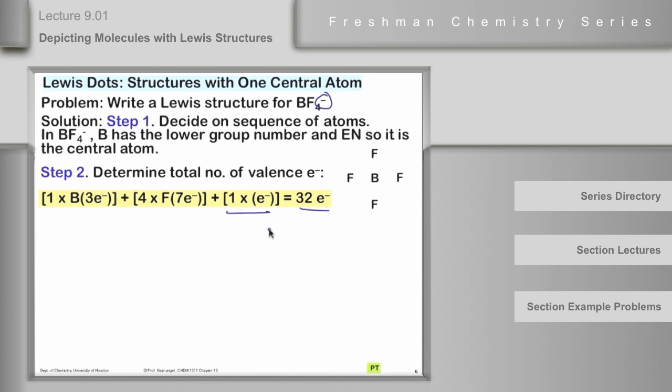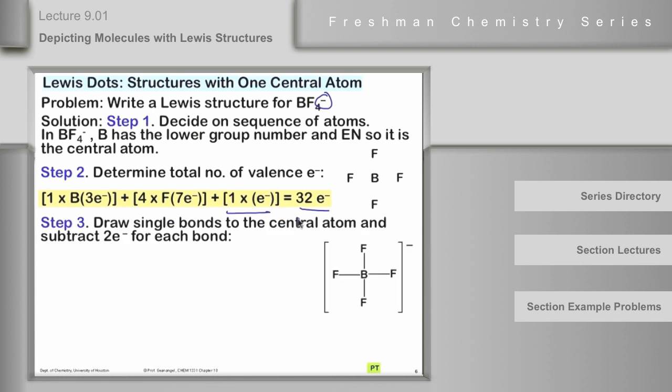So what we're going to do next is to take those 32 electrons and make 4 single bonds. And here are the 4 single BF bonds. And we're going to subtract 2 electrons for each one of those 4 bonds. And so that will mean 8 electrons were consumed making those bonds. And the 32 that we started with is now less by 8. So there's 24 electrons remaining.